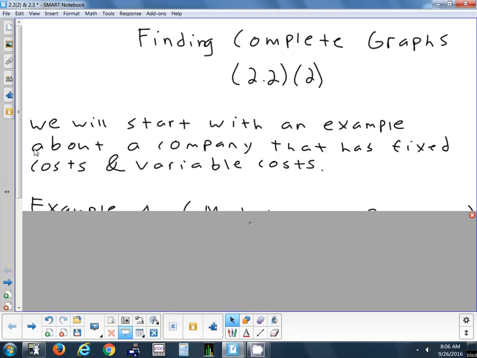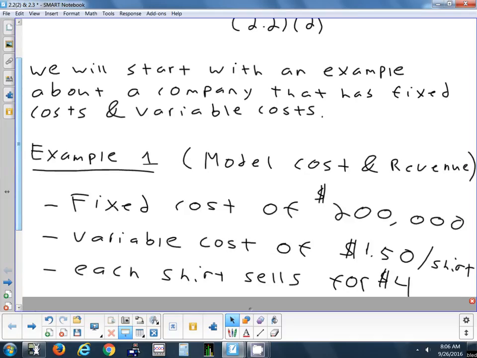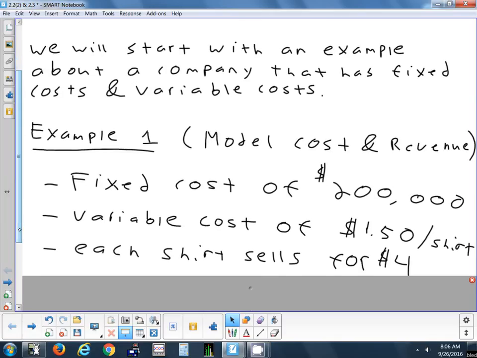Right, so just to give us a problem to work with, we're going to start by looking at a problem where we have a company that has two types of costs. They have fixed costs and they have variable costs. This particular company has a fixed cost of $200,000. Maybe that's the salary they have to pay all the employees. But then they have a variable cost of $1.50 for every shirt they make. So the more shirts they print, they have to use maybe ink and shirt material.